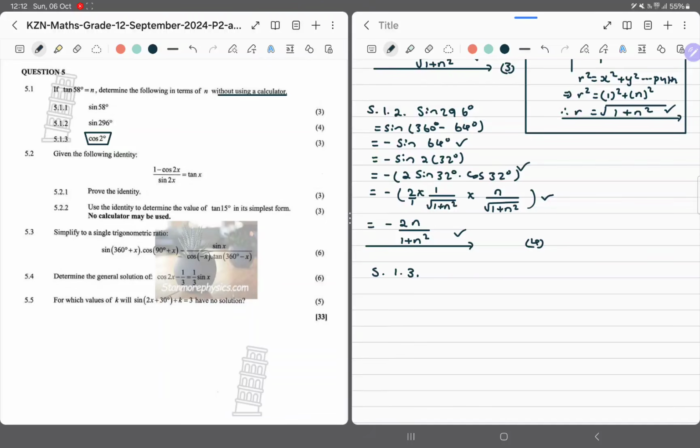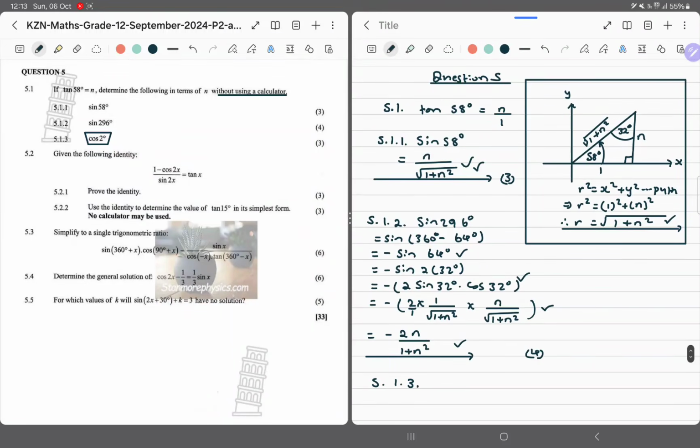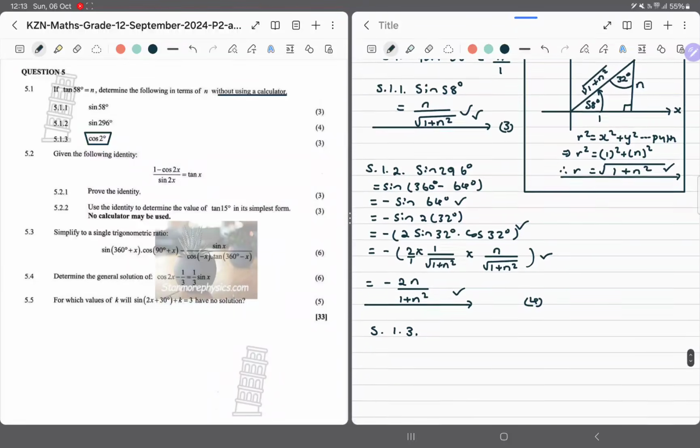Now, what is cos of 2 degrees? Obviously, guys, we know that we need to create either a special angle or any one of these angles. But we know that these two cannot give us a 2. What can give us a 2?